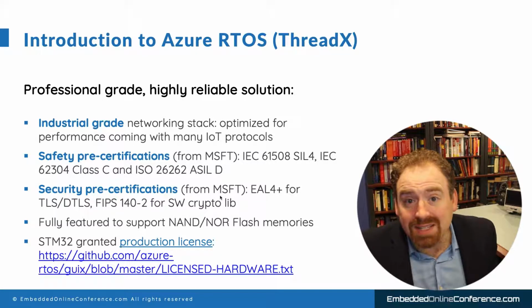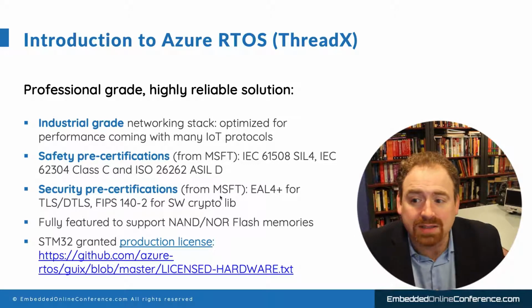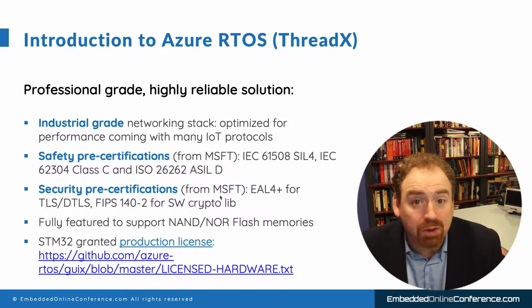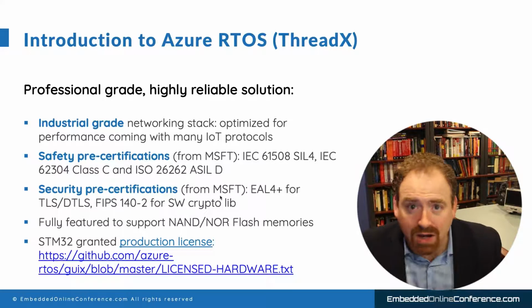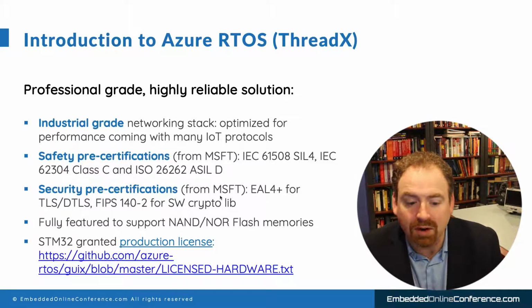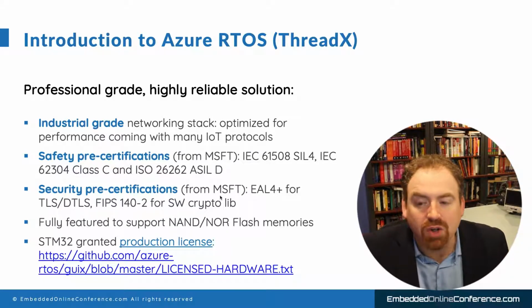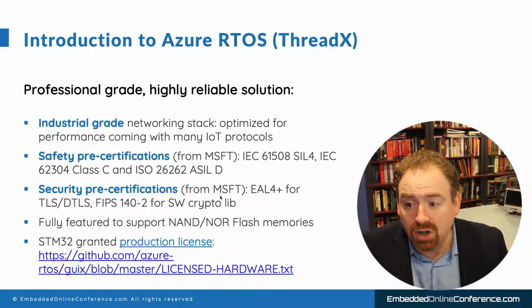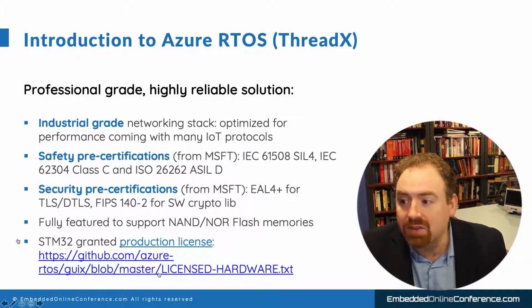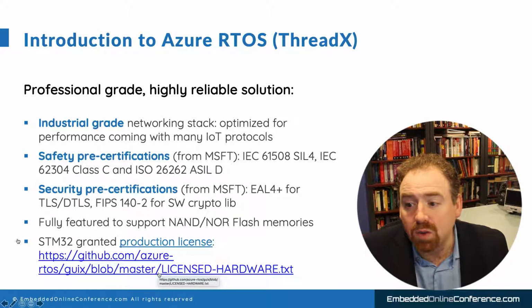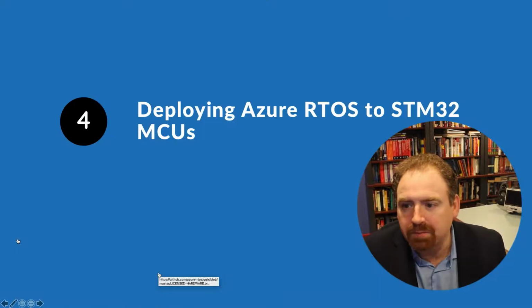And the cool thing about this is that you don't have to worry about production licenses. STM32 does have a granted production license to be able to use Azure RTOS on all of their STM32 products, which makes it very easy for us to leverage it without having to worry about all those licensing issues. And in case you're interested in looking at the licensing terms, I've included a link at the bottom of the screen that you can look at to understand what the actual licensing is.